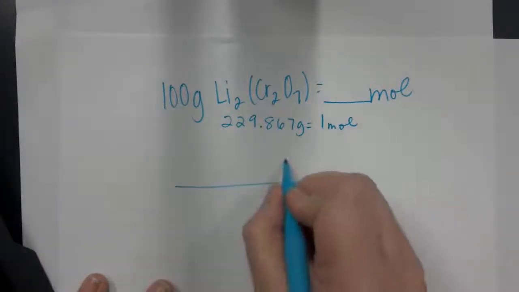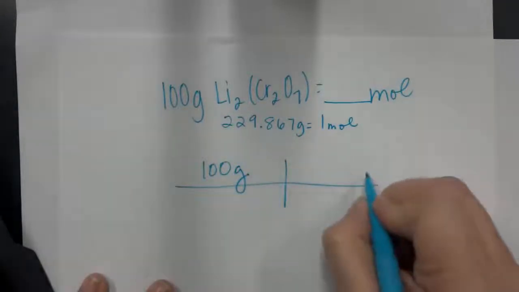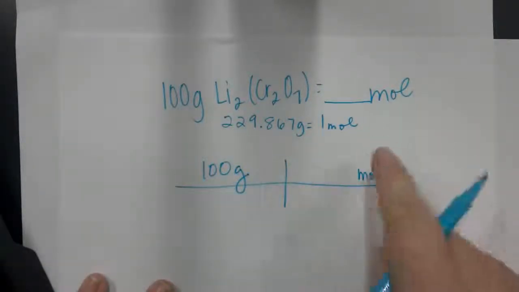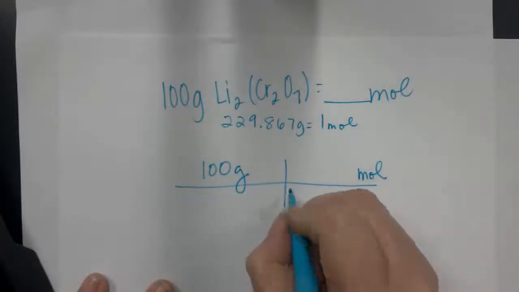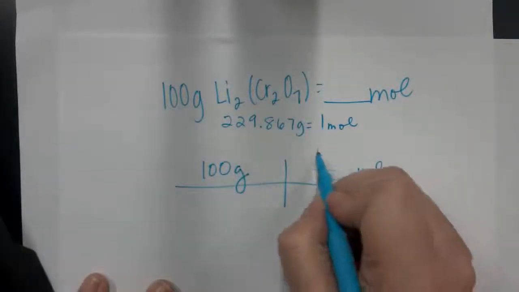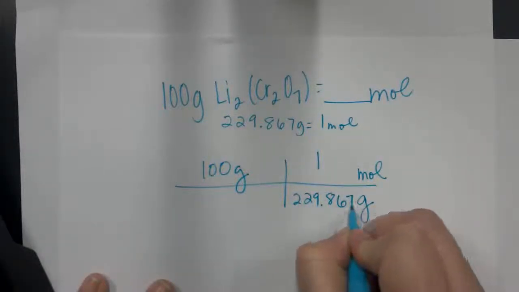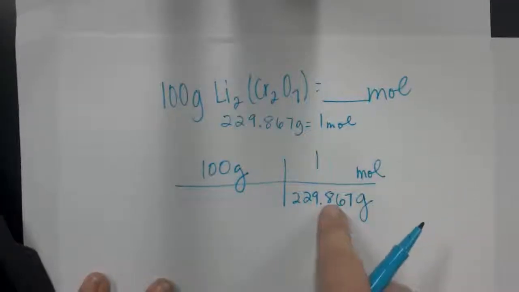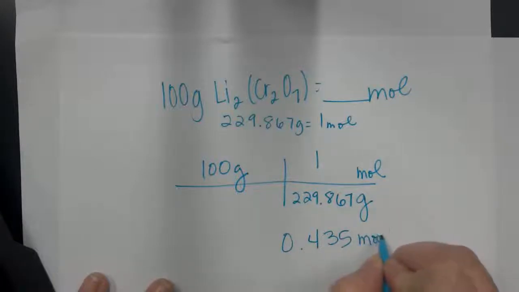And we're going to set it up exactly the way we set up that last one, where we put that 100 grams in that top left-hand box, put the moles of our unknown unit up right there, slide that grams down and to the right, and you just match up these. So it's going to be 229.867. Multiply across, divide that by 229.867, and you're going to get 0.435 moles.